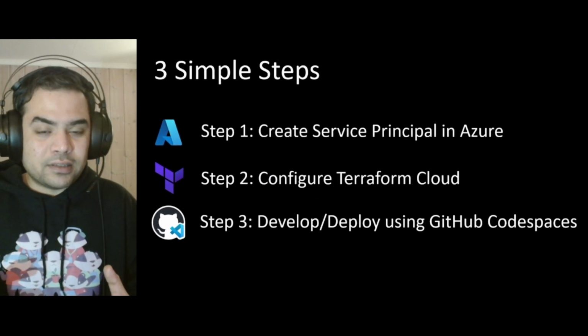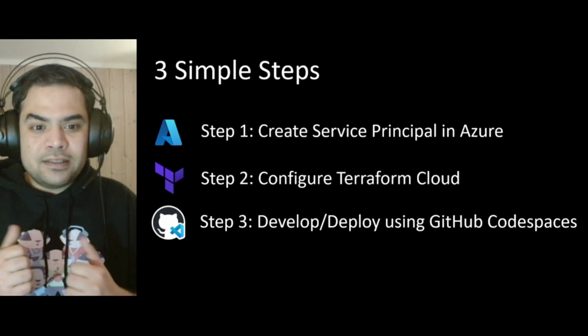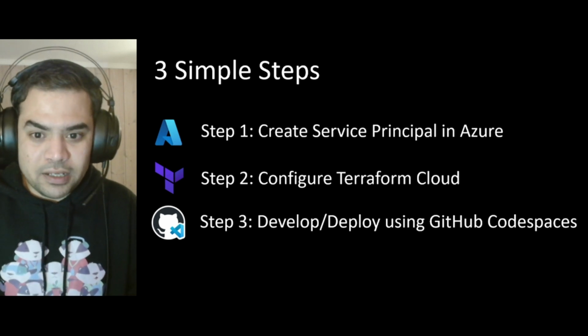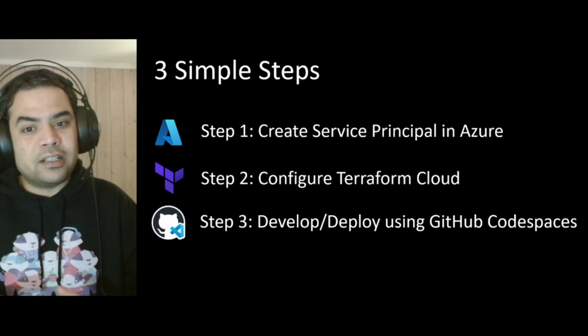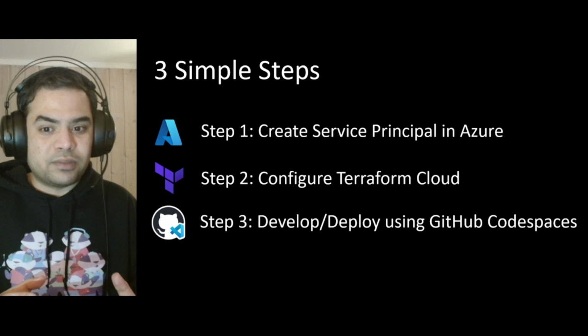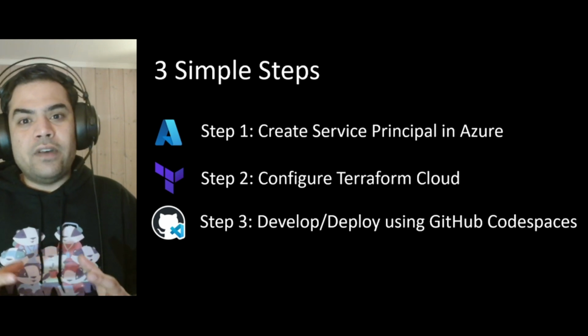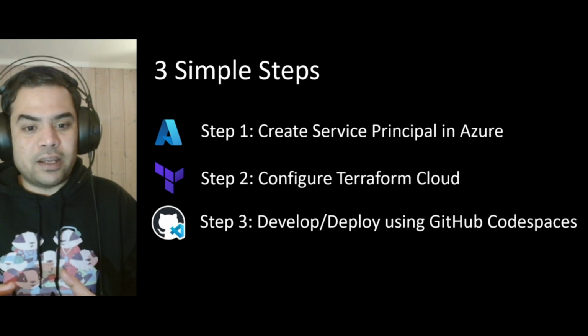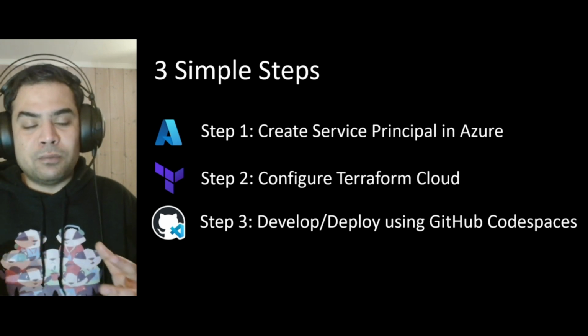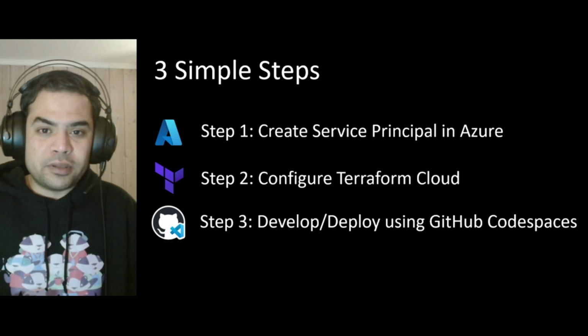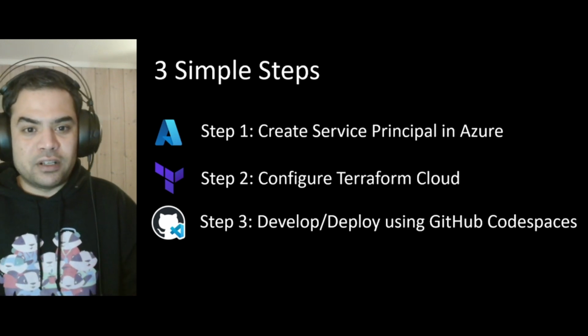How can we achieve this? There are three simple steps. Step 1, we will create a service principal in Azure. Step 2, we will configure Terraform Cloud to use the Azure service principal, and we will also configure Terraform Cloud as a remote backend for our state file. Finally, we will create GitHub Codespaces, and using GitHub Codespaces, we will develop and deploy our infrastructure on Azure. So let's see how we can do this.